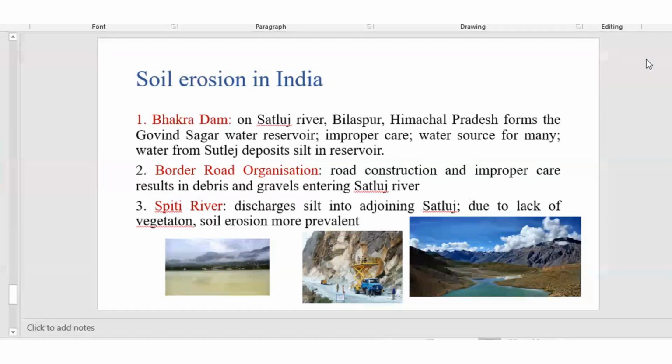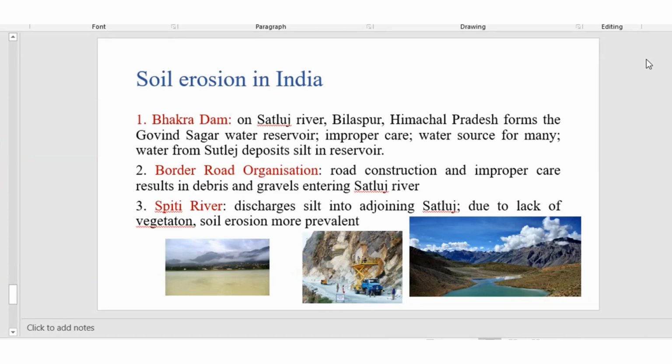which discharges silt into the Satluj River, and because there is loss of vegetation, soil erosion is more prevalent. The Spiti River is at a higher altitude, and at a lower altitude is the Satluj River. So as it flows, since there is poor vegetation, soil erosion is a lot more prevalent. It's common. And as water flows, heavy material, silt and sediments are carried along, and they enter into the Satluj River. So the Satluj River is heavily affected.